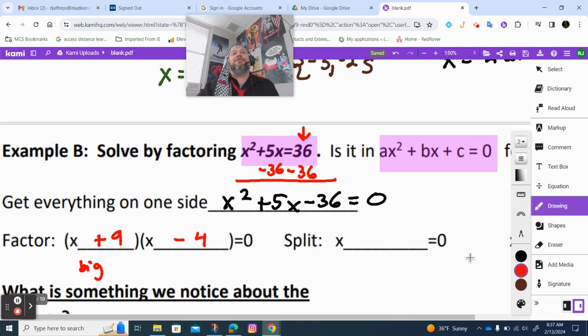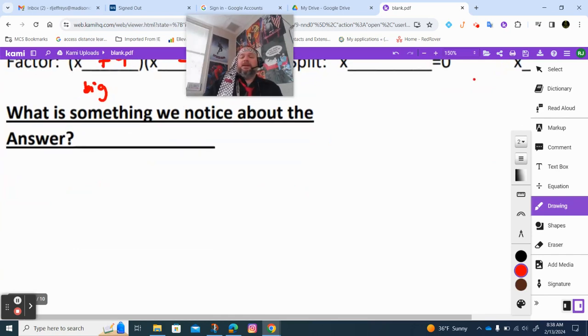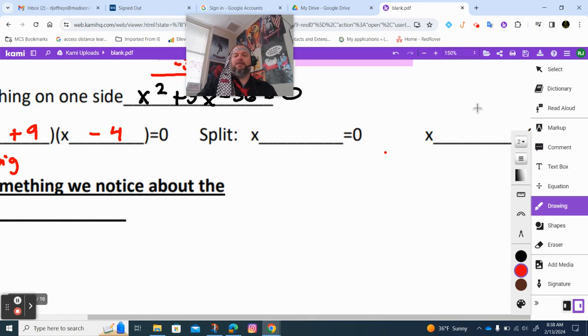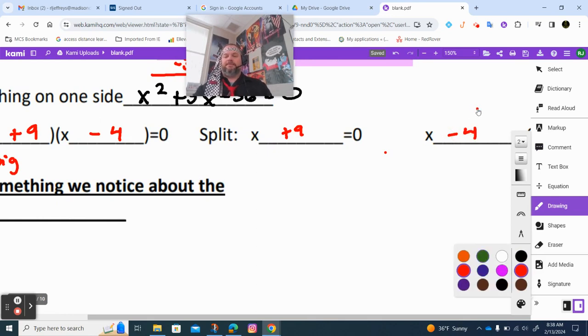Where did I get positive 9 from? My pocket? No, that's when I asked them what are two numbers that when you multiply them, you get negative 36, but when you add them, you get positive 5. Okay, I can do the T chart with the stuff and the things. All right. So now we got to subtract 9 minus 9.